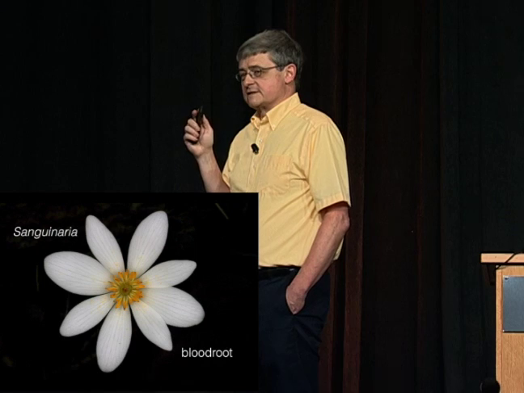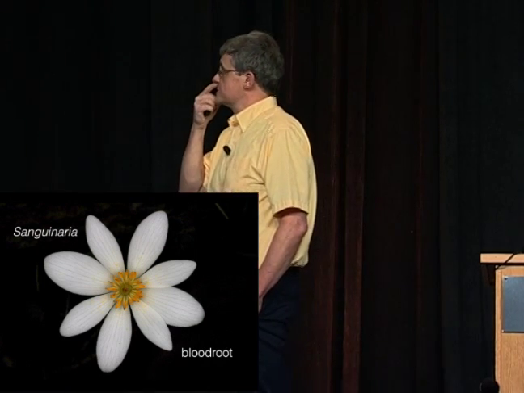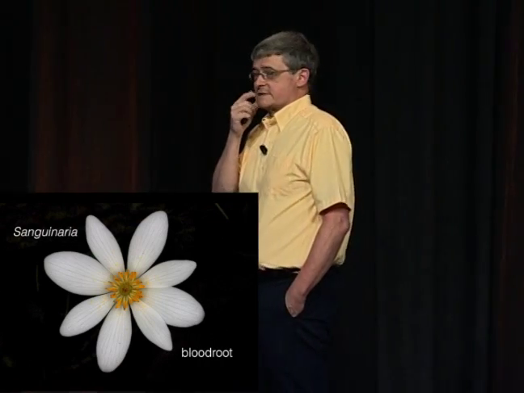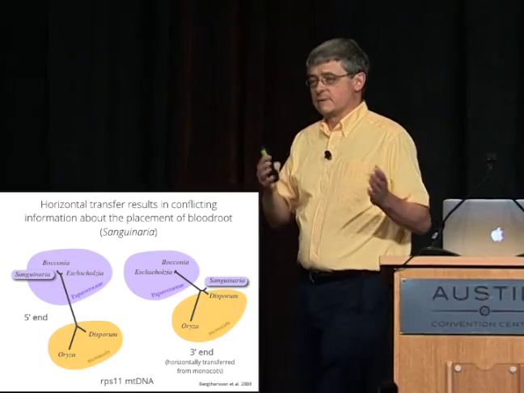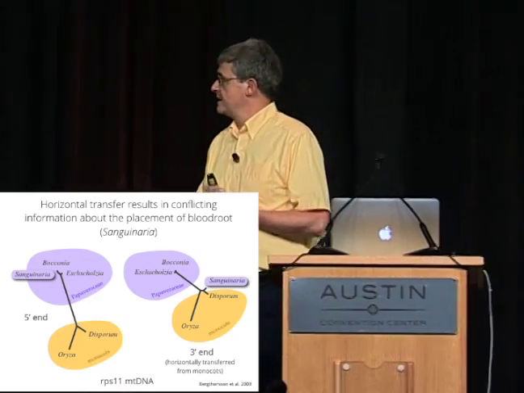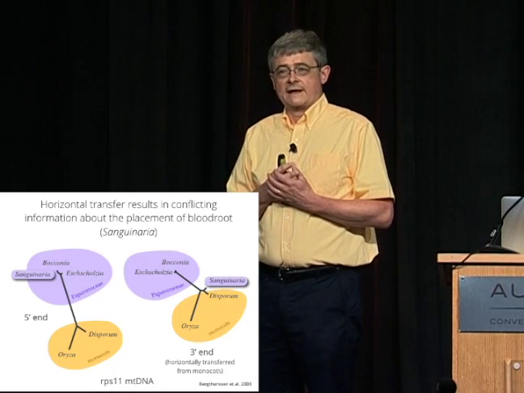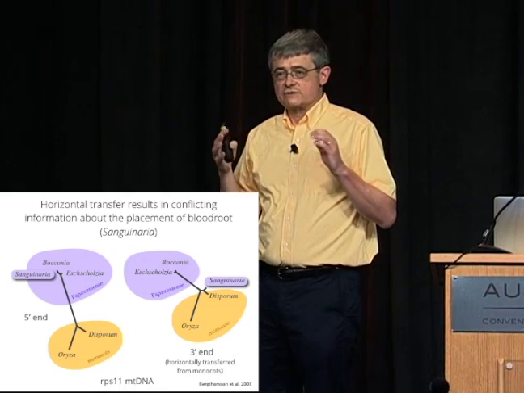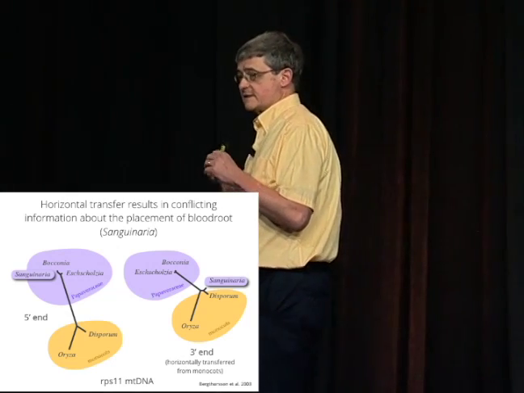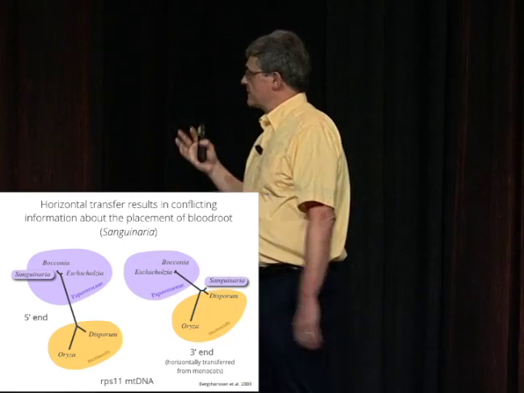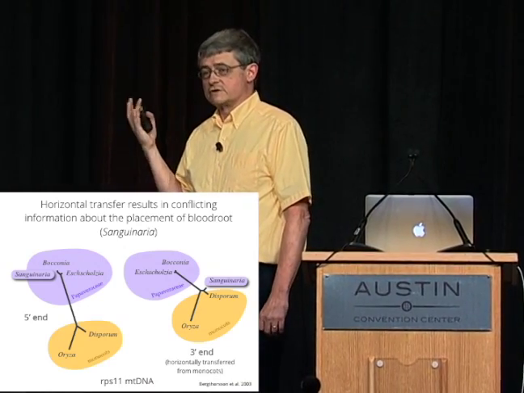This is not entirely gratuitous, this image of an organism, because Sanguinaria provides a really interesting case of horizontal transfer. The RPS11 mitochondrial gene is split in half, and the 5' half has undergone normal vertical inheritance. If you reconstruct the tree from that, you get Sanguinaria placed with its relatives in the family Papaveraceae, the poppy family, just like it should be. If you look at the 3' end, it clearly has been horizontally transferred from some monocot. So the tree is quite different.